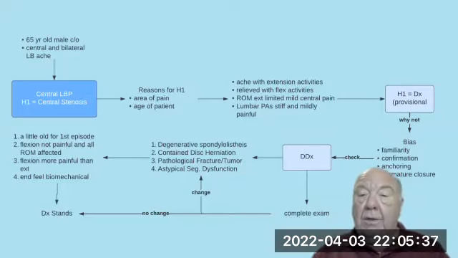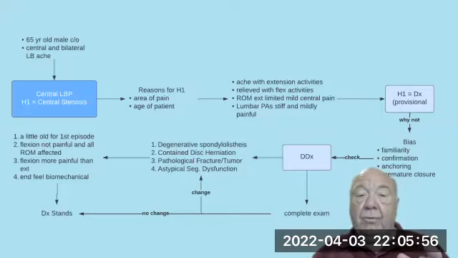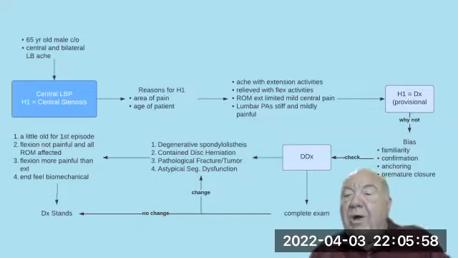We use it. So the complaints are ache with extension activities, relieved with flexion activities. Range of movement, extension is limited with mild central pain. Lumbar PAs are stiff and mildly painful. All of that is fine. So we now have a provisional diagnosis of central stenosis. So why not? That's your question.